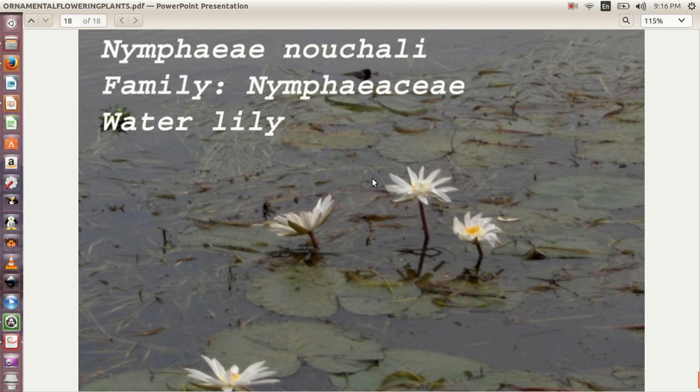So this is one of the water lilies that you can notice. So Nymphaea nouchali, which is whitish in color, is a water lily. So never get confused between lotus and water lily. They are completely two different species. Lotus, which is the national flower of India, we call Nelumbo nucifera, and it is completely different in look from that of water lily. So there should never be a confusion between water lily and lotus.